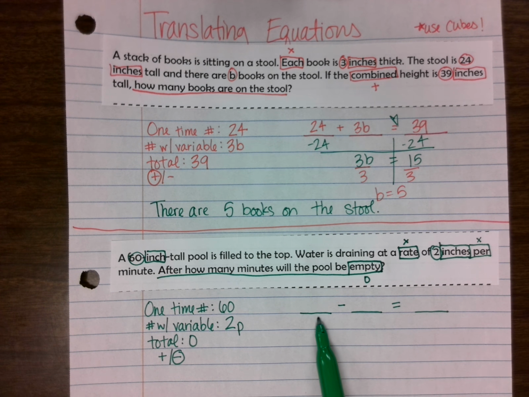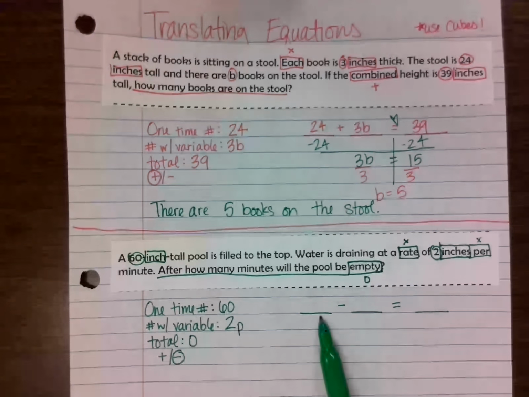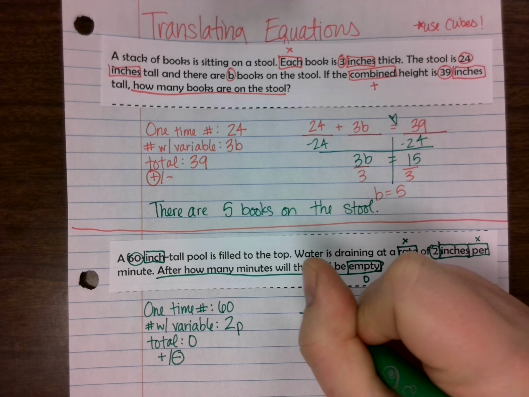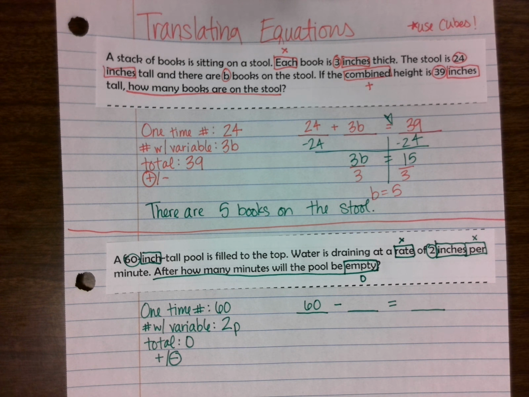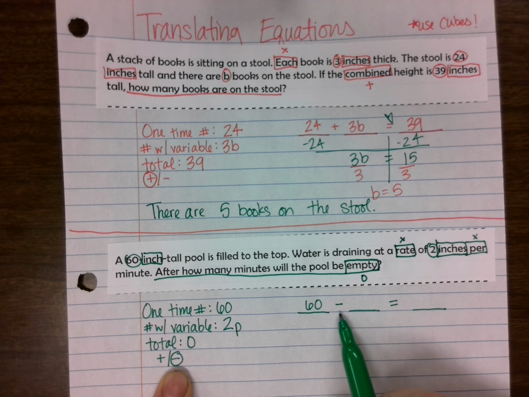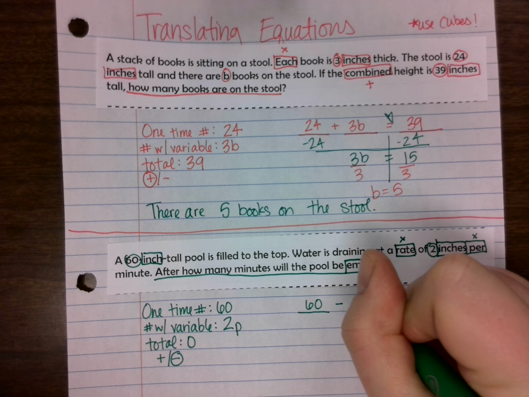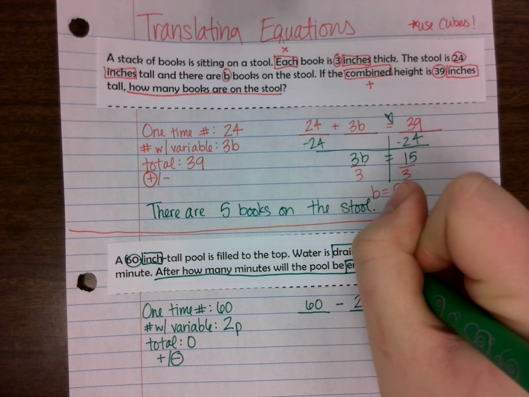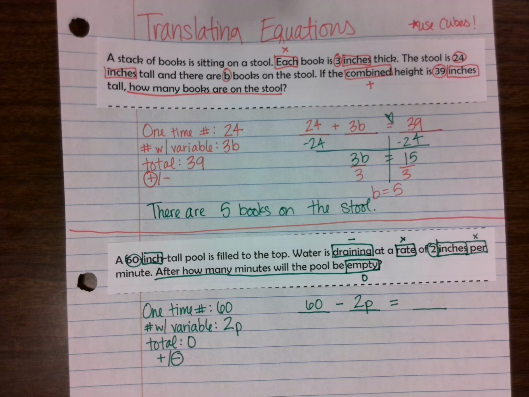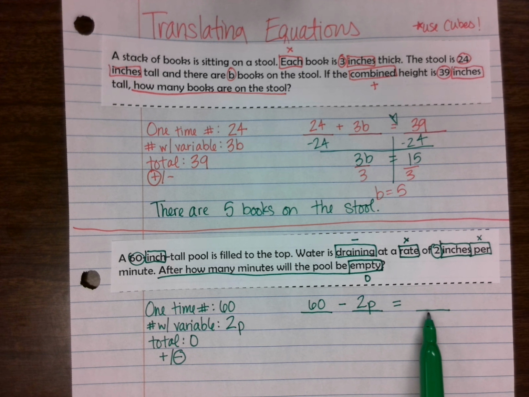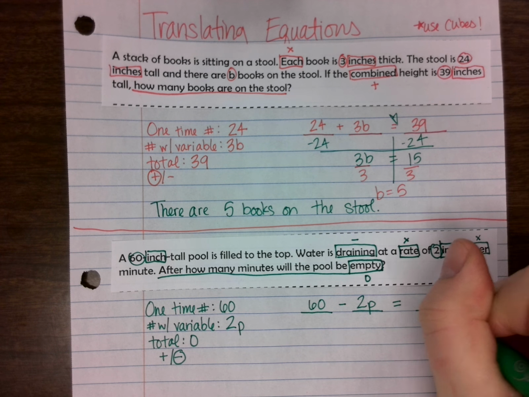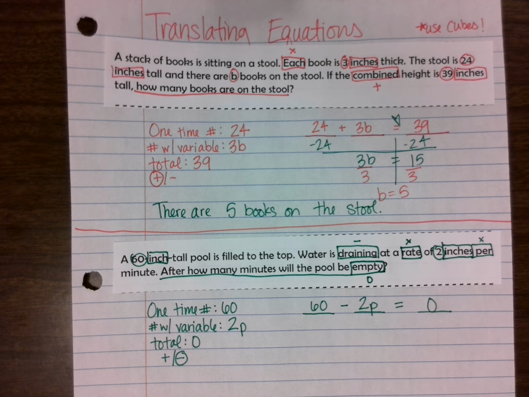So what's our first number going to be? What are we starting with? We're starting with that 60. We're starting with that 60 inches high. The pool's filled all the way to the top. And we're subtracting what? That 2p. I should have boxed that word draining, because draining implies subtraction because we're taking water away from it. So that means we're subtracting the 2 with our variable until we have what left? Until there is no water left in the pool.